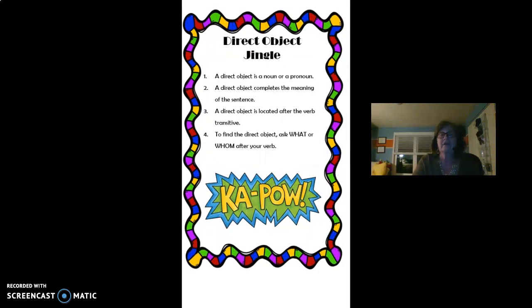Direct objects. A direct object is a noun or a pronoun. A direct object completes the meaning of a sentence. A direct object is located after the verb transitive. To find a direct object, ask what or whom after your verb.